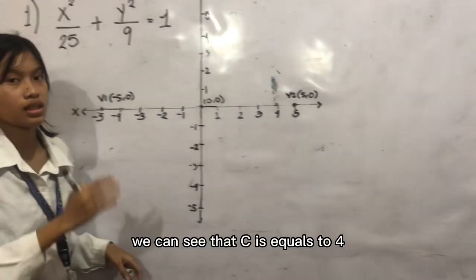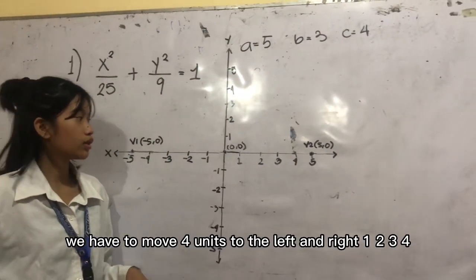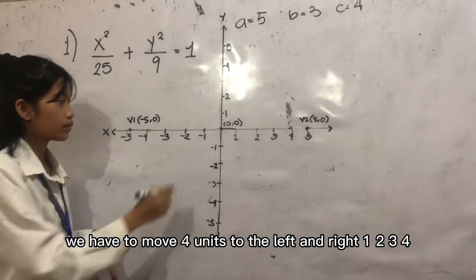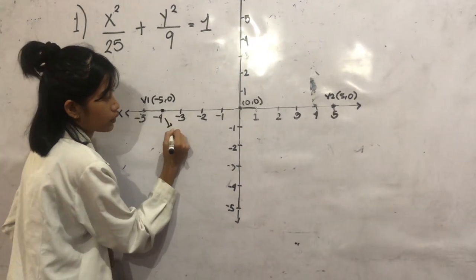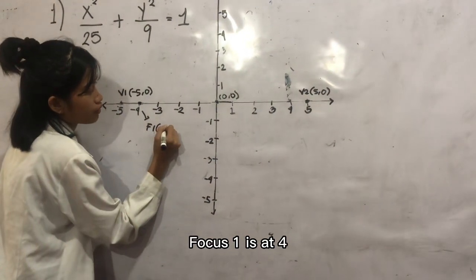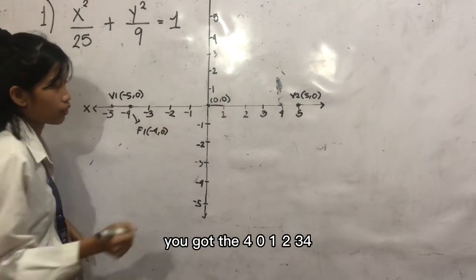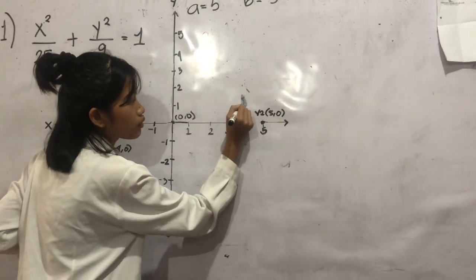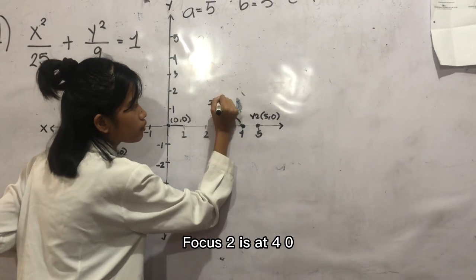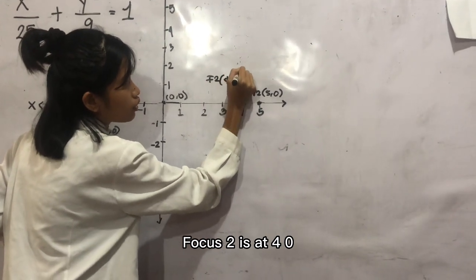We can see that c is equal to 4. We have to move 4 units to the left and right. 1, 2, 3, 4. Focus 1 is at negative 4, 0. 1, 2, 3, 4. Focus 2 is at 4, 0.